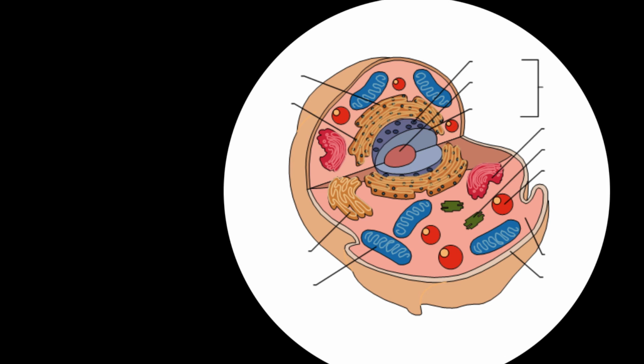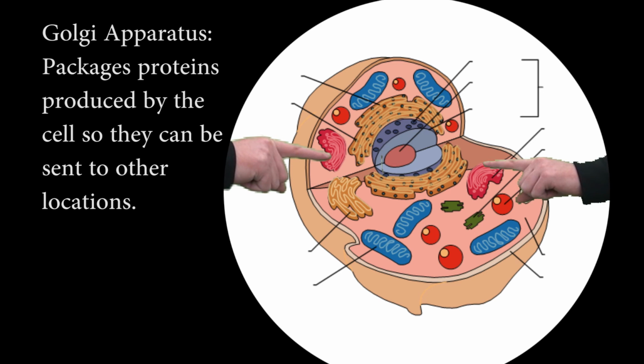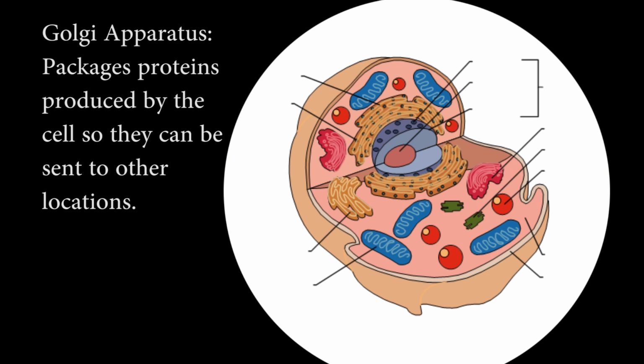Next, we're going to look at a different organelle. This is called the Golgi body, or the Golgi apparatus. Now, what the Golgi body will do, and this is represented by the pink sections that we're pointing at, is package up proteins that are made by the cell and get them ready to be sent to other parts of the cell or other parts of the body where they're needed. So this cell might be producing certain types of proteins that are needed in other places in the body. The Golgi body packages them up and gets them ready to be sent there.